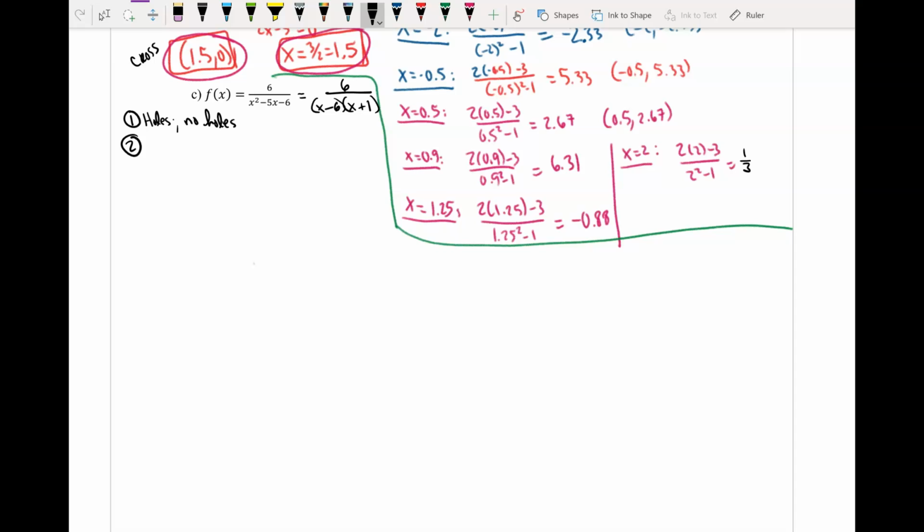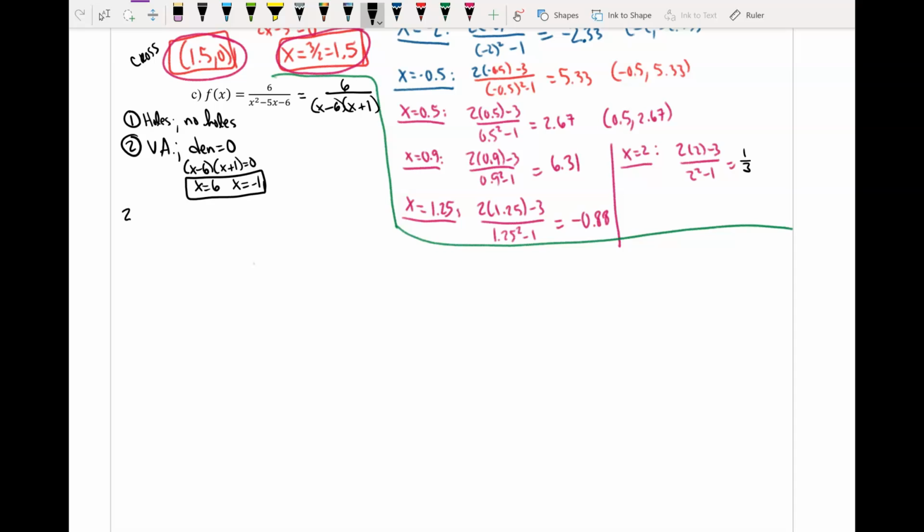Alright, so now let's look for our vertical asymptotes. That's going to be when the denominator is equal to 0. So we're going to have (x minus 6)(x plus 1) equal to 0. So x equals 6 and x equals negative 1 will be our vertical asymptotes.